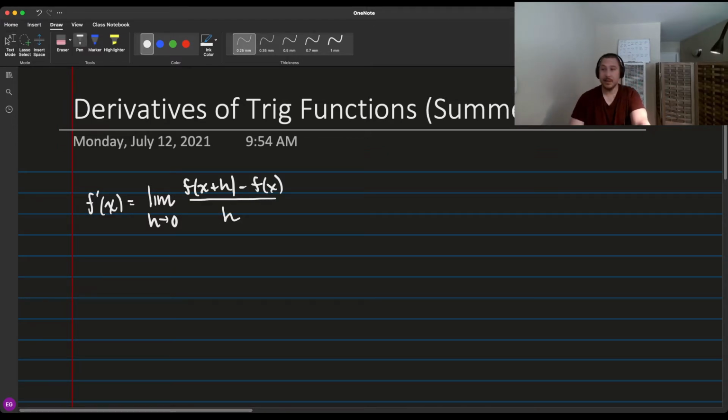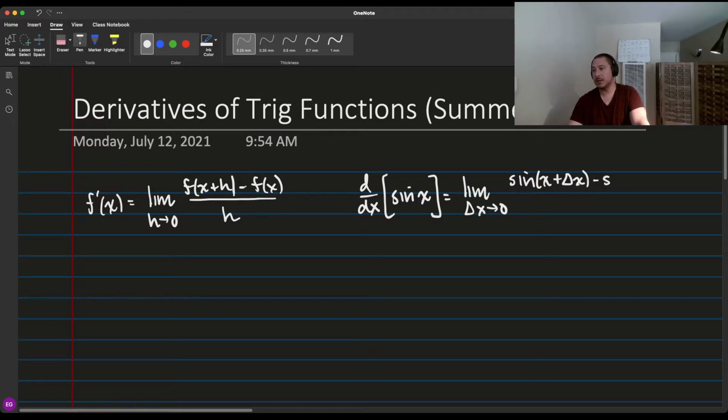Okay, so let's say that you wanted to take the derivative of sine. So what would you have to do? You'd have to do the limit as delta x goes to 0. Remember, delta x or h is the same thing. So you would want the sine of x plus delta x minus the sine of x all over delta x. Okay, so instead of actually computing this limit, let's estimate the limit.